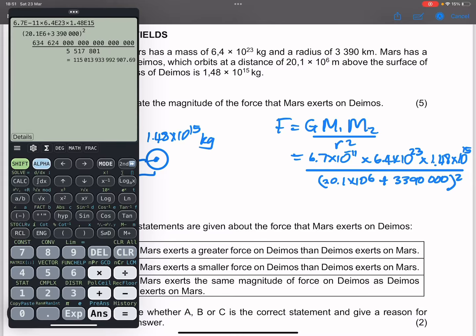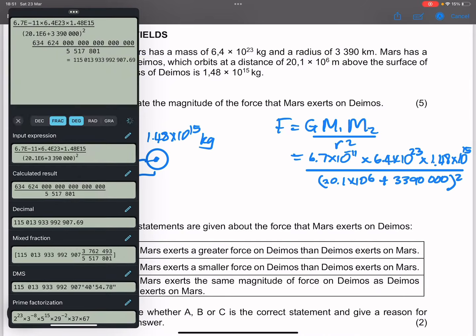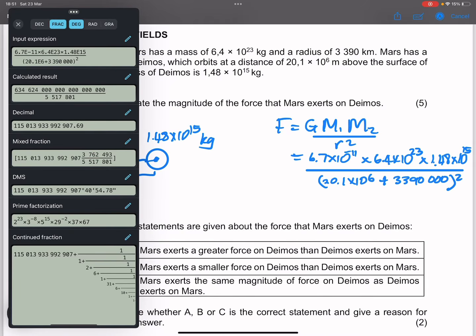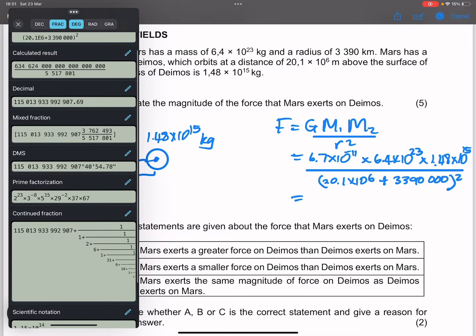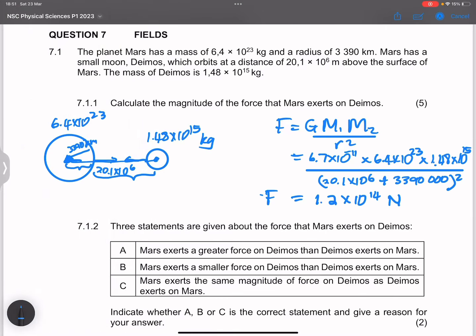Okay, so I'm going to try and write this in exponential form. So my answer would be, oh, that's a very huge answer. I want it in scientific notation. That's 1.15, or you can say 1.2 exponent 14 newtons. So this is the force that the two planets exert on each other.